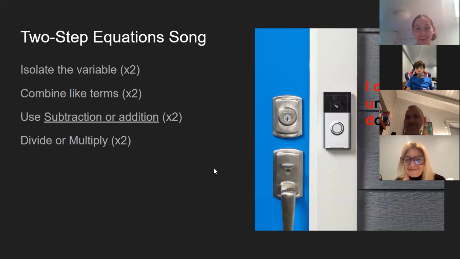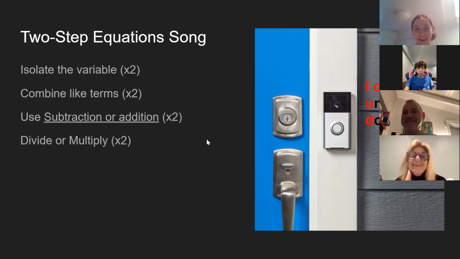So sing it with me. Isolate the variable. Isolate the variable. Combine like terms. Combine like terms. Use subtraction or addition. Subtraction or addition. Divide or multiply. Divide or multiply.